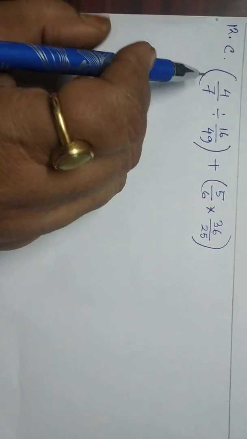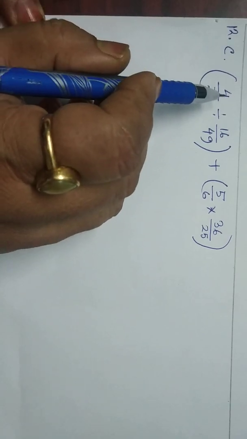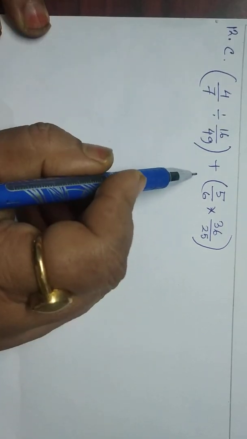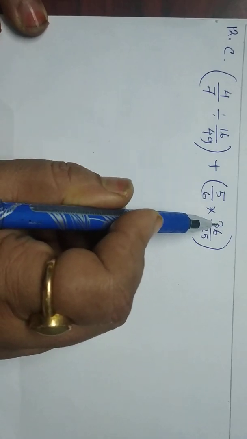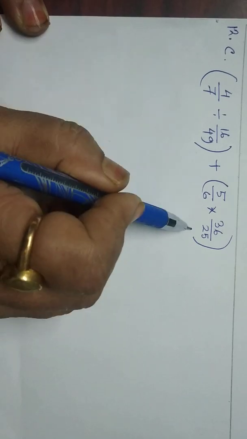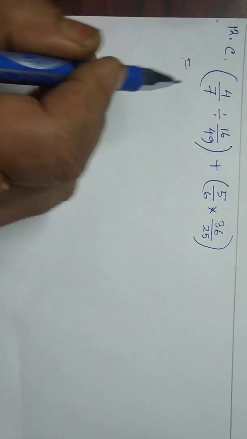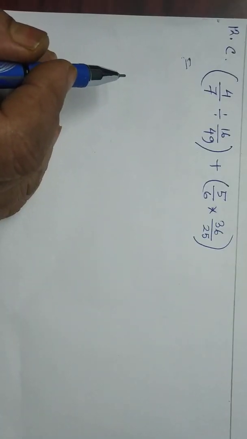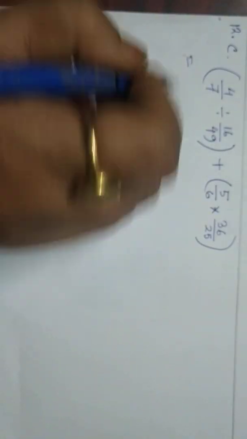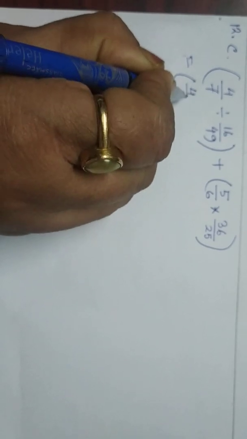Next question, number 12C. In 12C, here we have 4 by 7 divided by 16 by 49 plus 5 by 6 into 36 by 25. First we have to simplify the bracket portion because we have to follow the BODMAS rule. I hope all of you remember what BODMAS means. Now this one, 4 by 7.